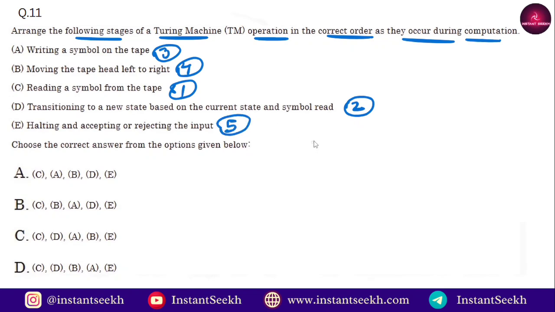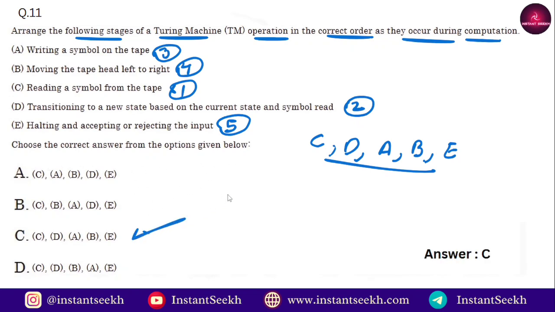So what is the sequence? Once again, C, first we read a symbol from the tape. After that, D, transitioning to a new state based on the current state and symbol read. Next, A, writing a symbol onto the tape. B, moving the tape head left or right, and at the last, halting, accepting or rejecting the input. C, D, A, B is your pattern. The option that follows this is option C, so your correct answer is C.